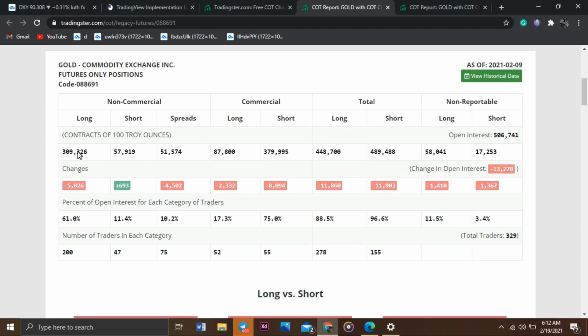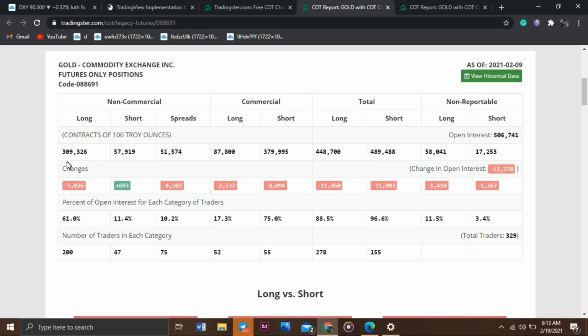So when you come here, we have our longs, we have our shorts, we have our spread, and under the commercials, you have the same thing, long and short. But we don't really care about the spread. What we really care about in this case is the number of longs and number of shorts and the percentage-wise right here. That is what we only care about. So you can see clearly on gold.